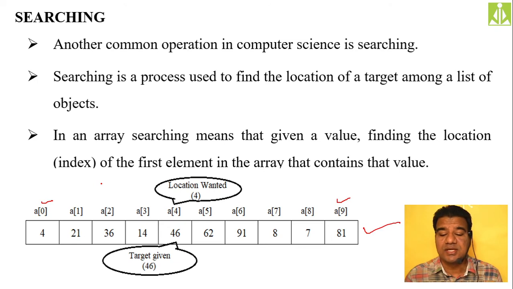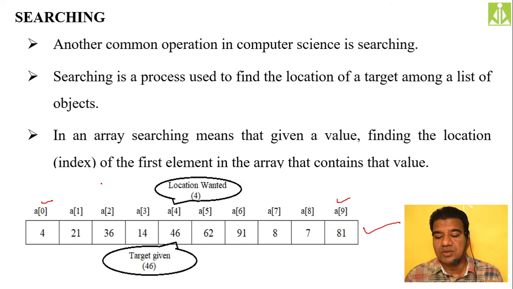So in an array, searching means that given a value, finding the location index of the first occurrence. Because there is a possibility that you may have duplicate values in the list. In that case, we will consider the first occurrence only, we will not go for the second or third occurrence. Remember it that way. Location is nothing but the index of the first occurrence of that element in the array.